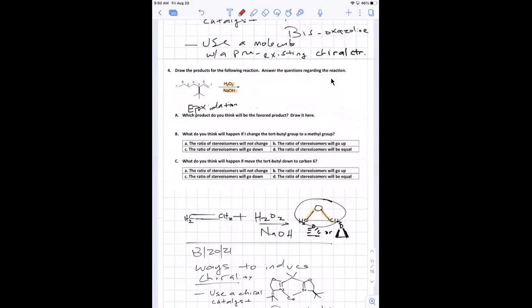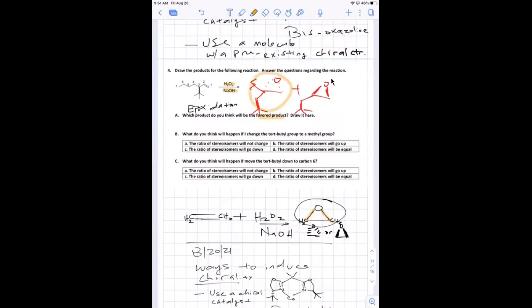So which one do you think is favored based on what we drew down there? And let me just draw. I'm going to draw them both back here, but I won't draw the whole thing. So it's this, and then I'll just abbreviate that. And then there is this. Which one do you think is going to be favored? Would it be the major product? The major, yes. The one with the backside attack. That's exactly right. So this is favored.